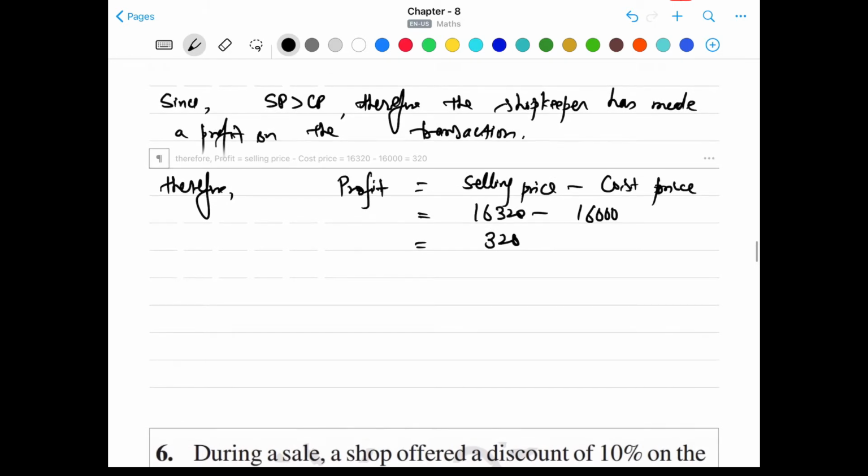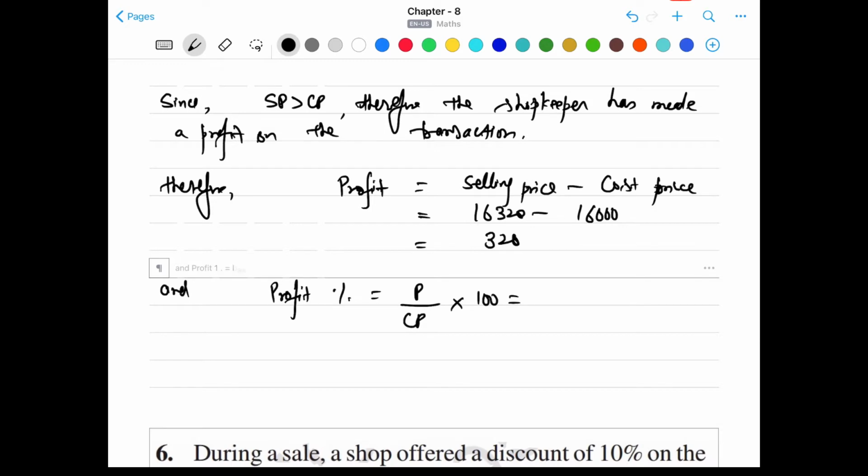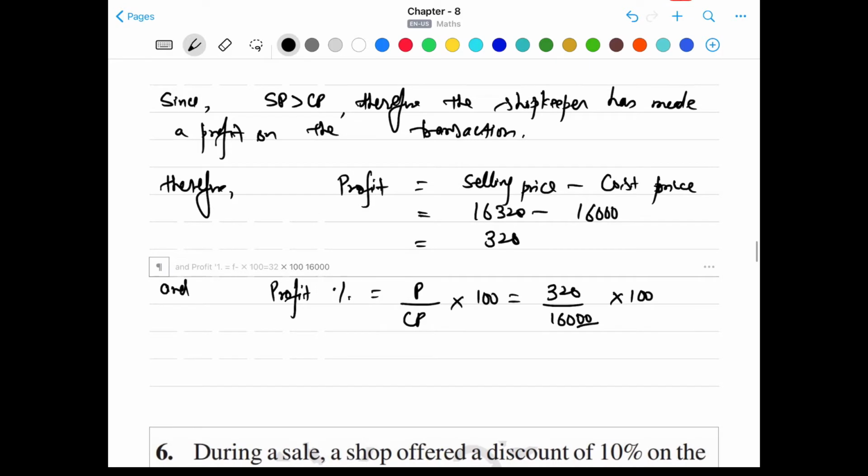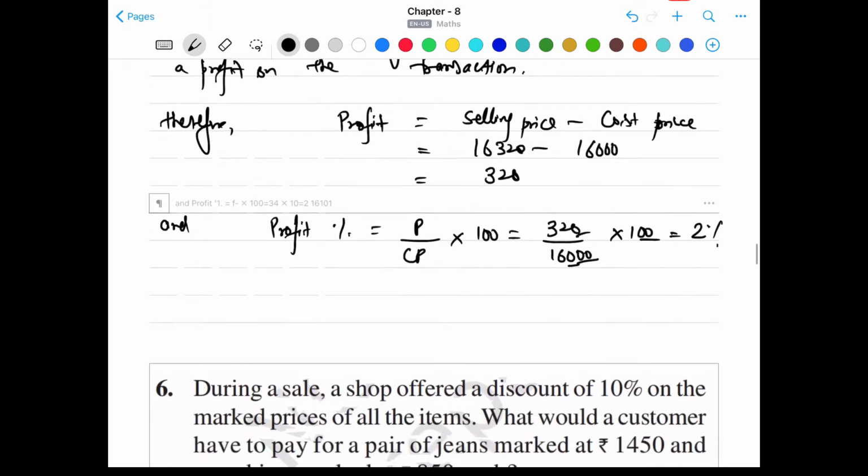Now we'll calculate the profit percentage. We know the profit percentage is given by profit divided by cost price into 100. That is, profit here is 320 divided by cost price, which is 16,000, into 100. When we solve this, the two zeros will be cancelled, and there's another zero, we cancel the one zero here. So 32 divided by 16 is 2. So the answer is 2%.